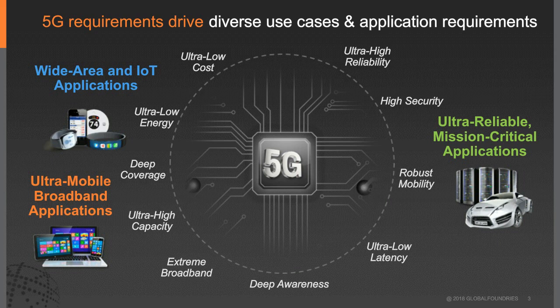For ultra-reliable mission-critical applications, such as services to remotely controlled vehicles, medical procedures with ultra-reliable links, use cases like autonomous vehicles and remote medicine, ultra-low latency and ultra-high reliability is a requirement. Proximal and aware services to empower and optimize new user experiences need deep awareness. As you can see, all these requirements for 5G drive diverse use cases and applications.